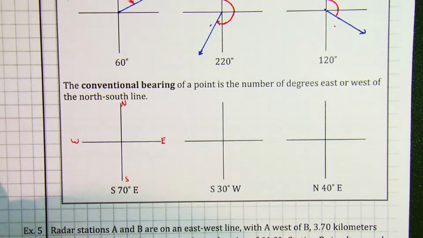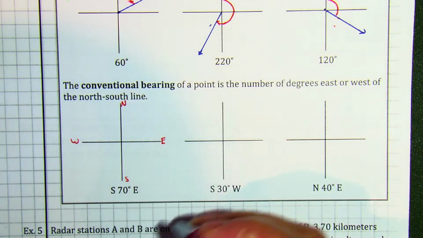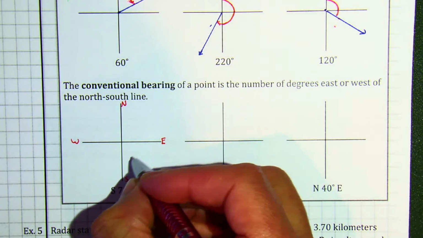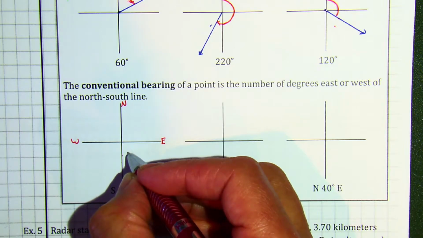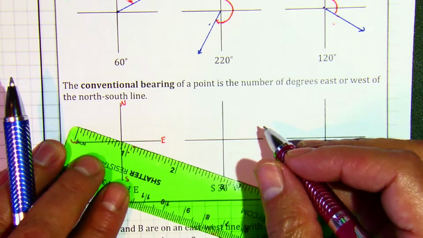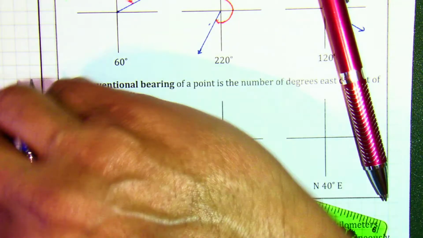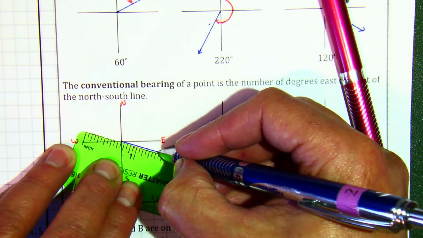So in this case, I need to start from the south and go towards the east 70 degrees. So I'm going to start from the south and I'll go towards the east. So south, and there'll be 70 degrees. So I know that's 30, 60, 90. So I'll be around here, just a little more than 60. So I'm going to start here and I'll go towards this direction.